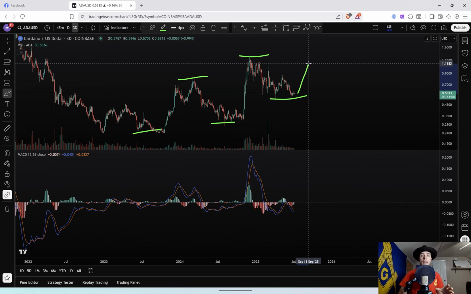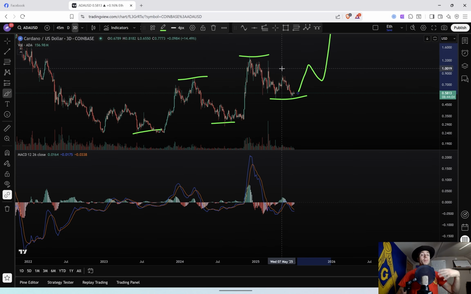So that could lead to a breakout above this local high right here, which would be the beginning of an uptrend. We've already started to see a little bit of an uptrend here, but if we break through this local high, then we're going to see that uptrend increase in power and strength very quickly.